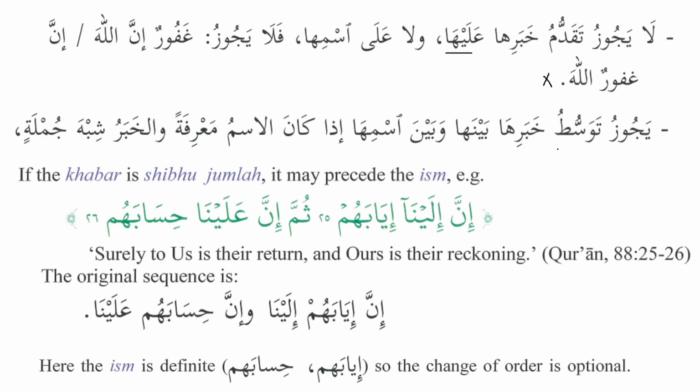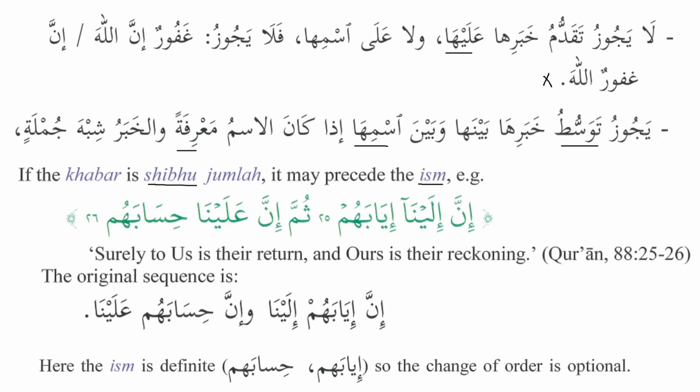يجوز توسط, go between. It's possible to go between خبرها بينها وبين اسمها. However, the khabar can go between them, between ism, and there is a possibility that it can go between two nouns. إذا كان الاسم معرفة والخبر شبه جملة, when the ism is a proper noun. Let's look at the examples and it will be inshallah clear. If the khabar is shibhu jumla, it may precede the ism, then it can come before the noun.